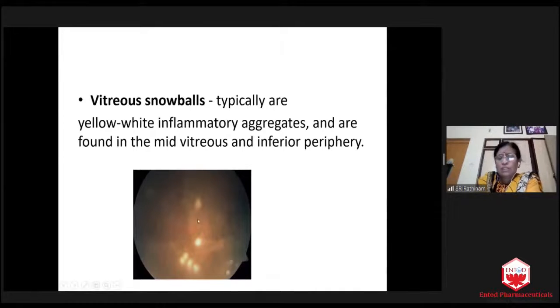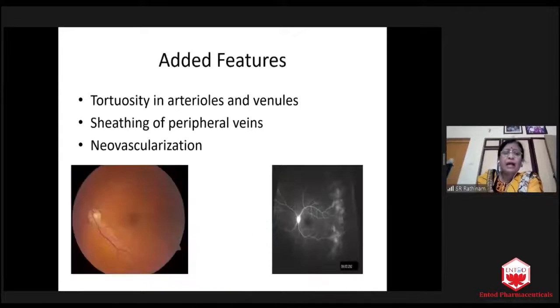And most of the time, when you have snowballs like this, it could be because of sarcoid. And when you have retinal granulomas as well as pigmented scars in the pars plana, we have to rule out tuberculosis. Sarcoid never causes pigmentary changes. Tuberculosis always causes pigmentary changes, and tortuosity of vessels and sheathing.